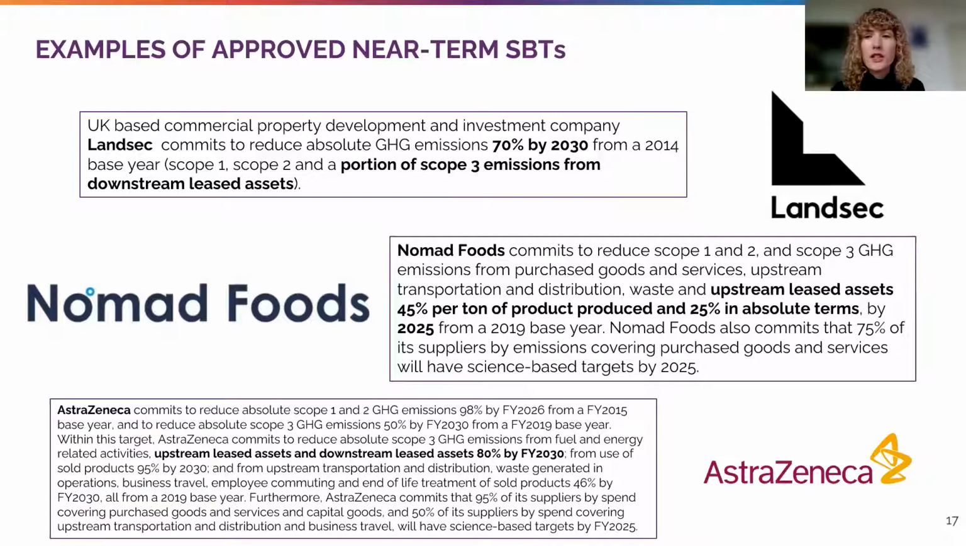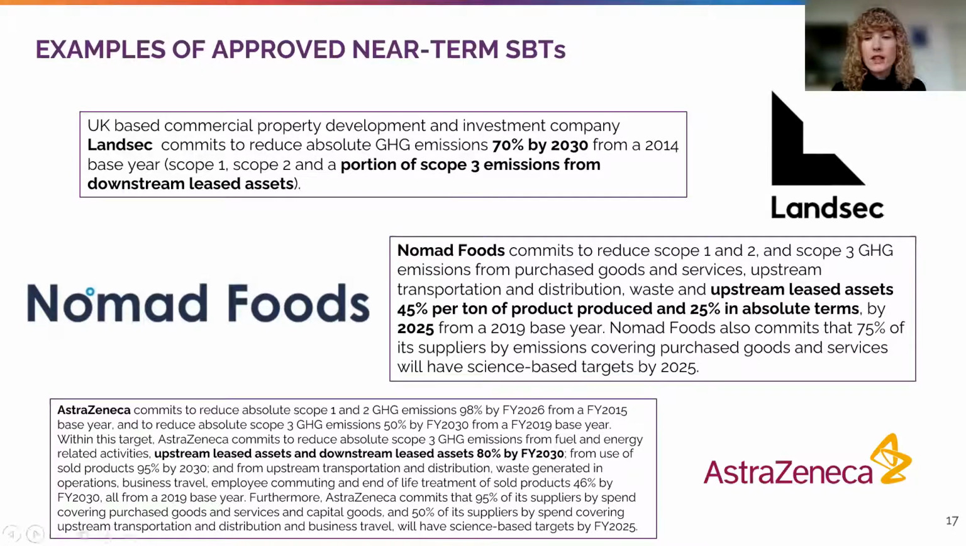Nomad Foods, on the other hand, are including upstream leased assets in an intensity target here. And then finally, we have AstraZeneca, one of the first companies to actually get their net zero target approved by the Science Based Targets Initiative, and they have both upstream and downstream leased assets included in their target.